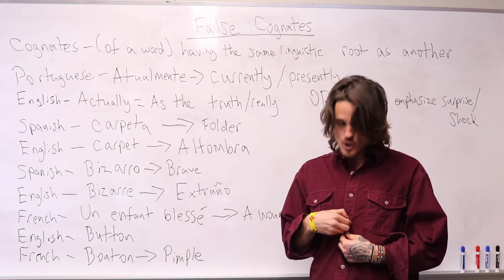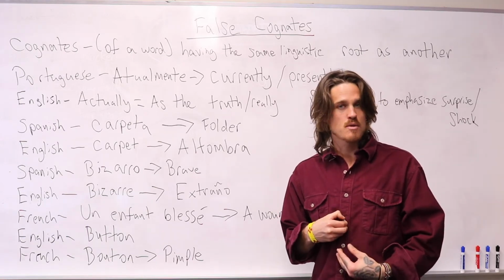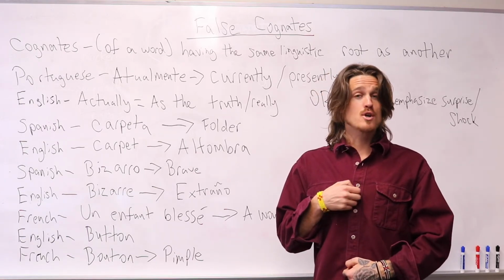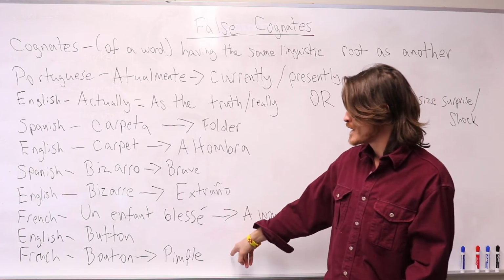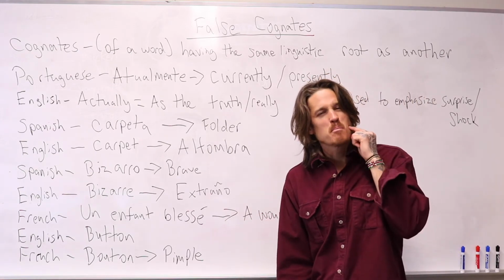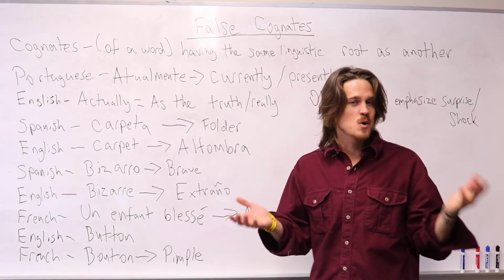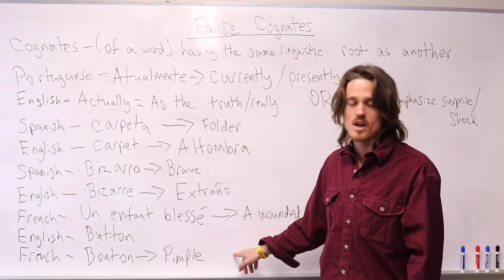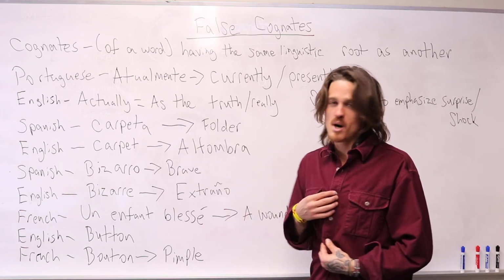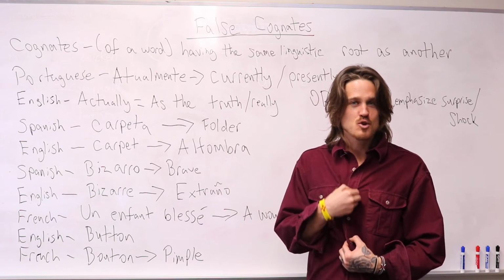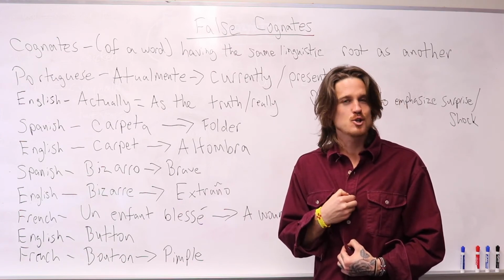A button on your shirt is something you don't want to lose, something that you need to button up your shirt. But in French, a bouton is a pimple, something that we all don't like. So something that you would want to lose is a bouton, whereas a button is something that you have to kind of keep track of, especially if you have a lot of nice shirts.